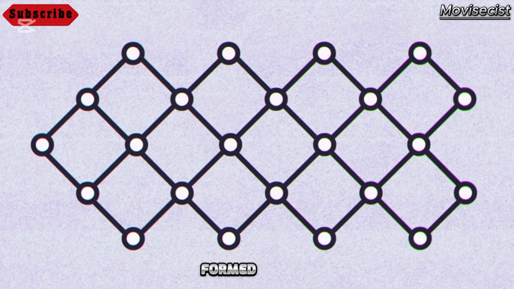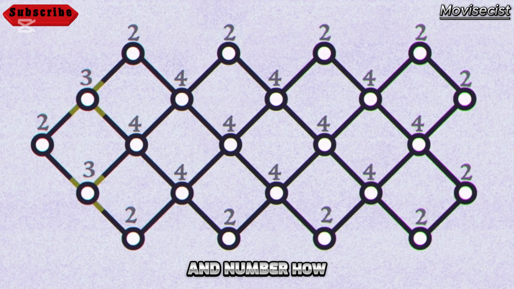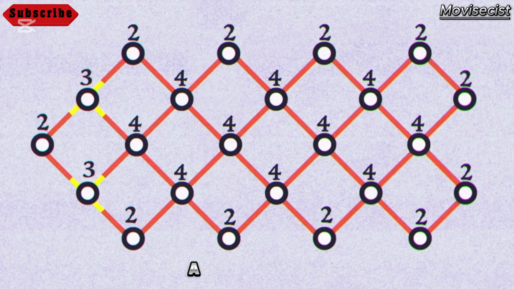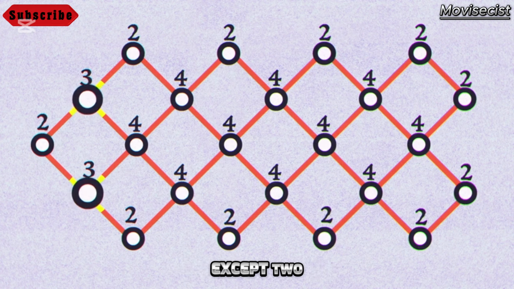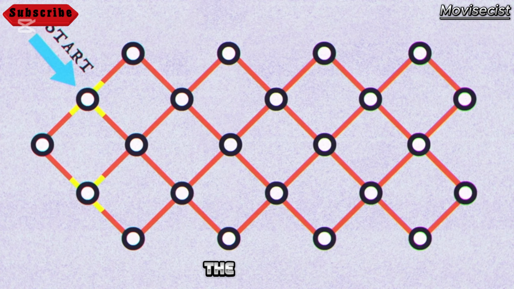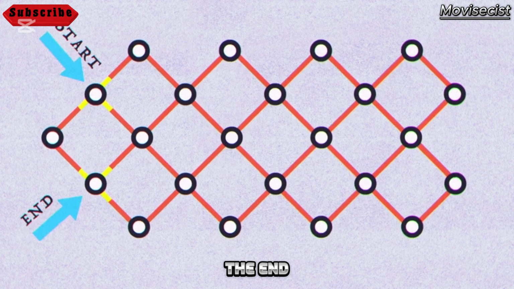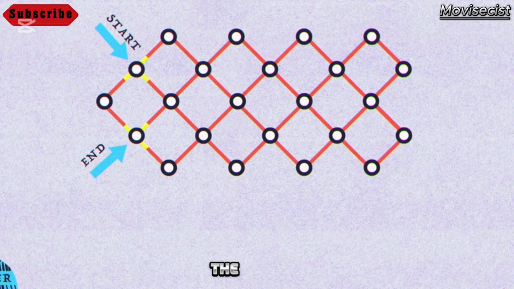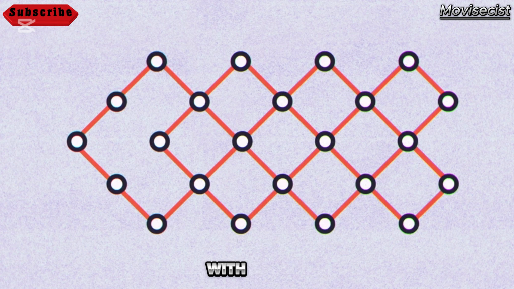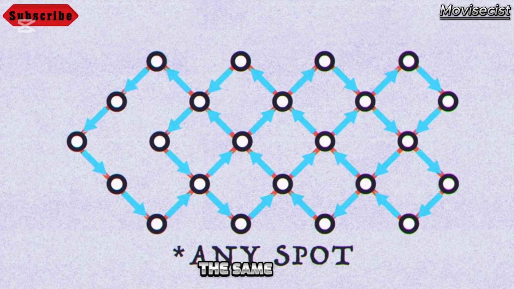If we look at the network formed by the serpent again and number how many edges emerge from each node, a pattern jumps out that fits what we just saw. Every node has an even number of edges emerging from it, except two. So one of these must be the start of your route, and the other the end. Interestingly enough, any connected network that has exactly two nodes with an odd number of edges will also contain an Eulerian path. The same is true if there are no nodes with an odd number of edges. In that case, the path starts and ends in the same spot.